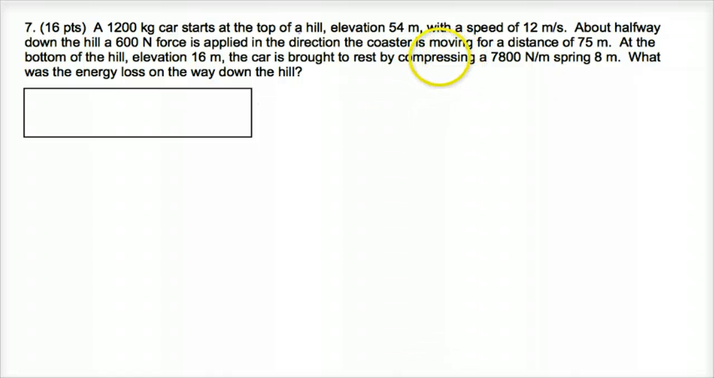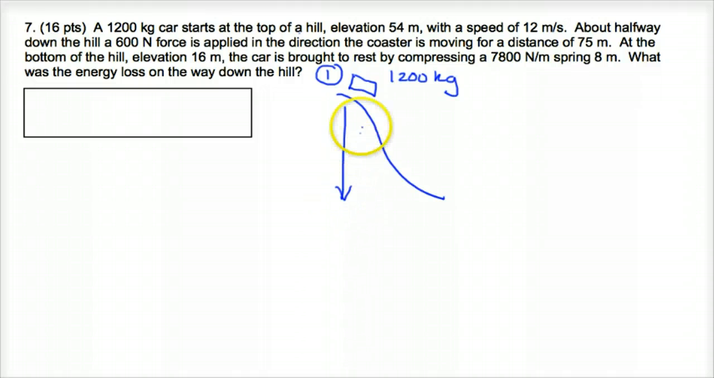We need to define our two states. So let's draw a picture and label everything. Okay, so up here we're at state 1. We've got a 1200 kilogram car, elevation 54 meters, and speed of 12 meters per second.